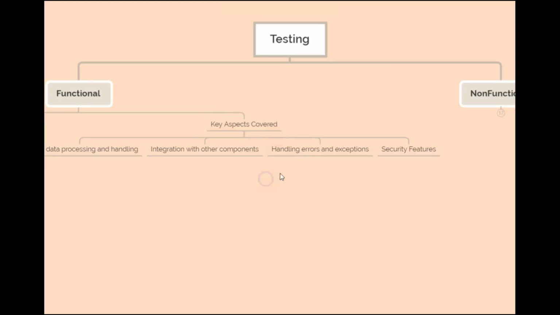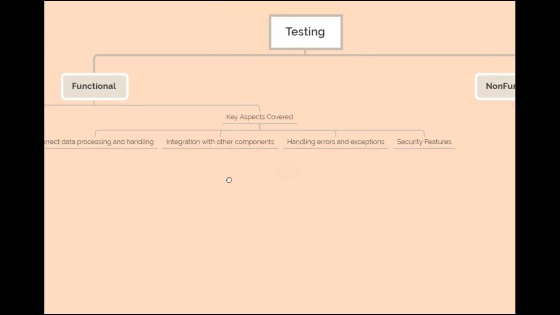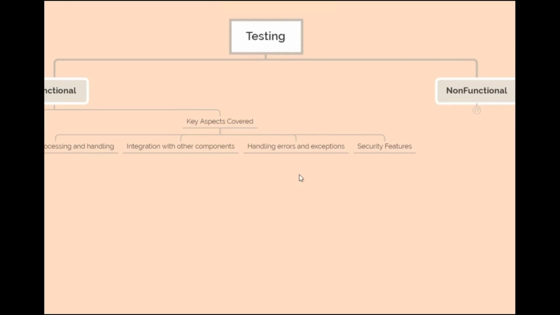Key aspects covered by functional testing are correct data processing and handling, proper integration with other components or systems, handling errors and exceptions, and ensuring security features like authentication and authorization work correctly.